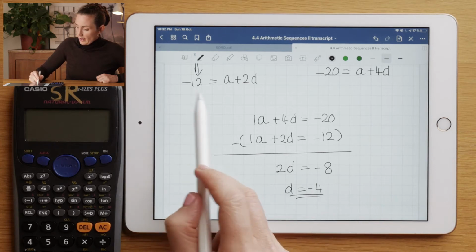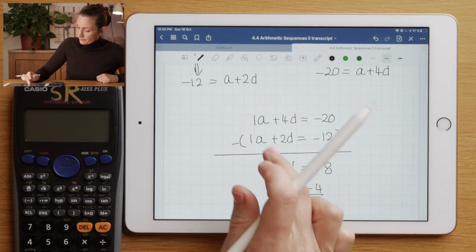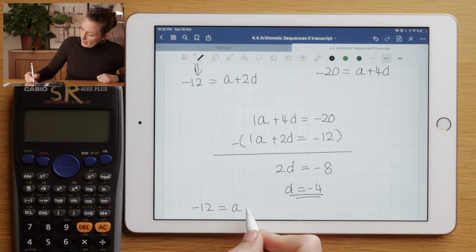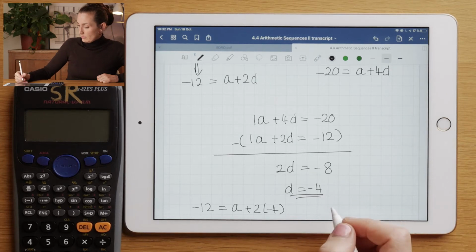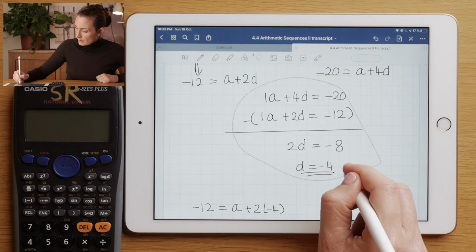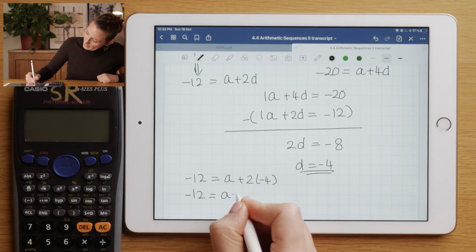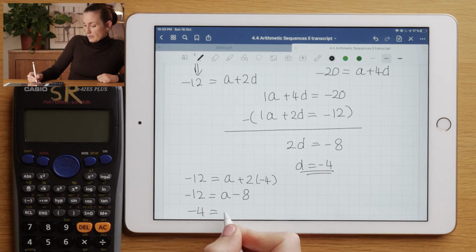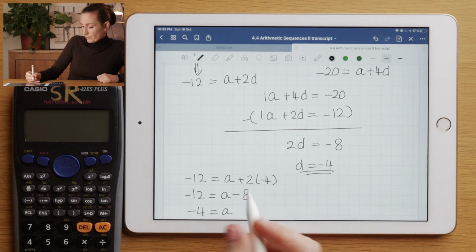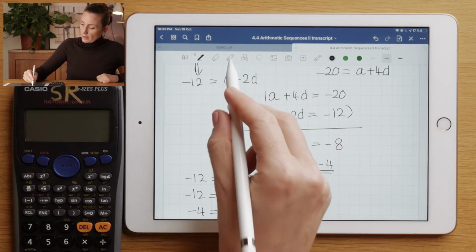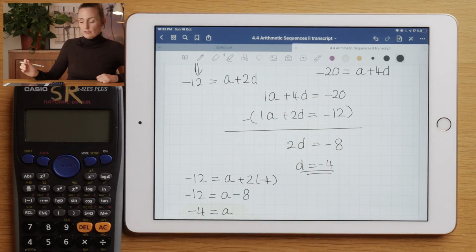And then to find a, I'm going to loop back up here. So it will be minus 12 equals a plus 2 times minus 4. I've run out of space, so let's move everything up a little bit. Minus 12 equals a minus 8. Bring the minus 8 here, so a must be minus 4, because minus 12 plus 8 will be minus 4. And that question's finished.